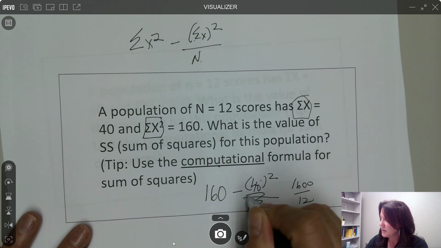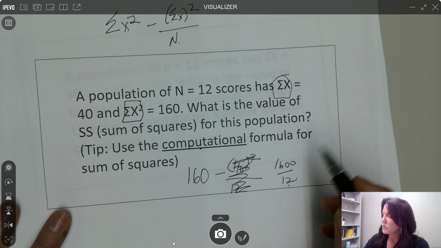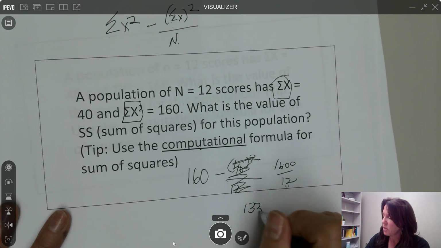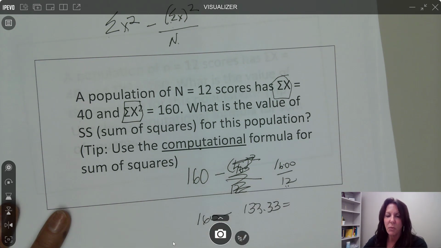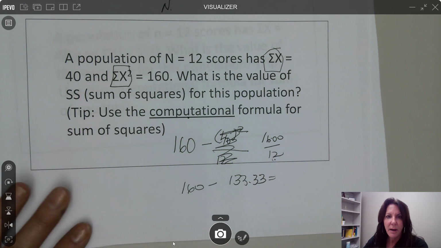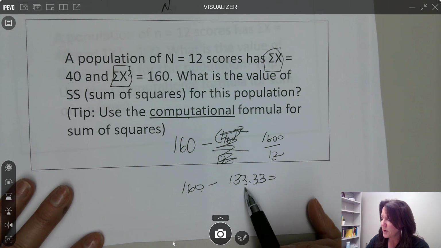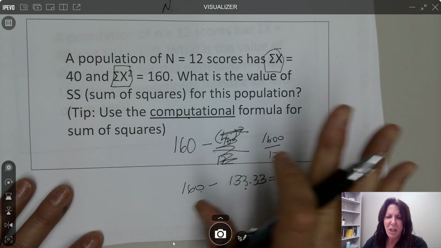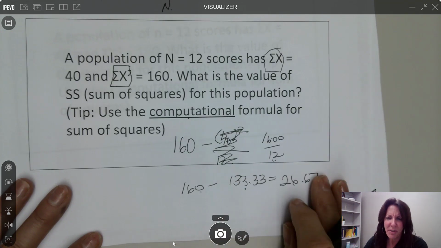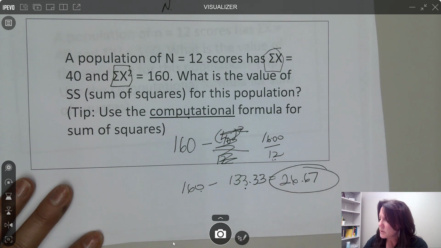I'll get rid of this. All right. And I did this earlier, so I happen to know that 12 goes into 1600, 133.33 times. So I can easily just figure out what my sums of squares are going to be. It's going to be 160 minus 133.33. And what is that? I think it's 26.67. If I did that math wrong, it's close to that. You can do the math and figure it out, but I'm pretty sure that that's what it is. 26.67. So this would be your sums of squares.